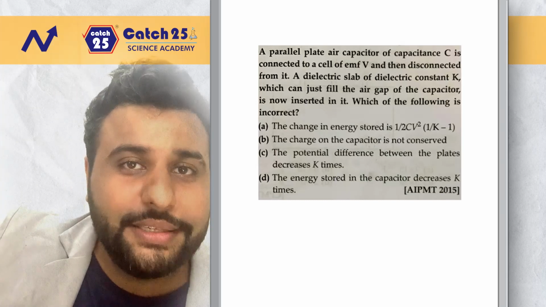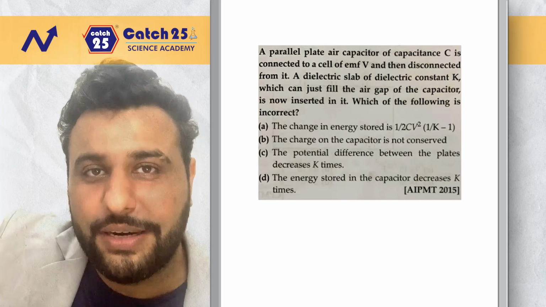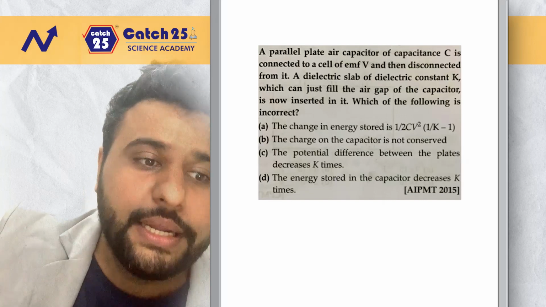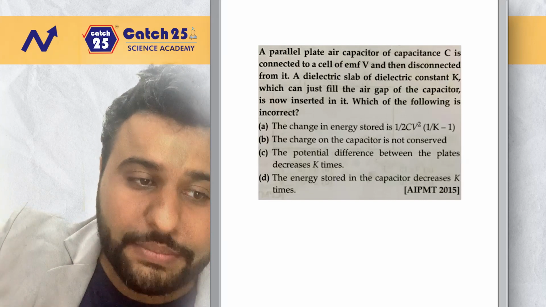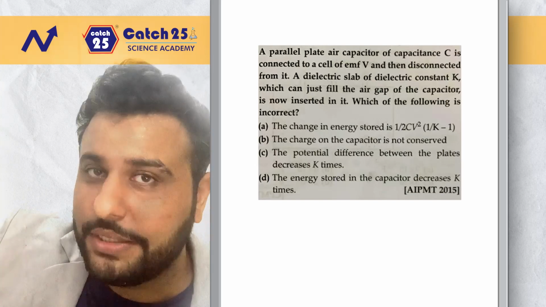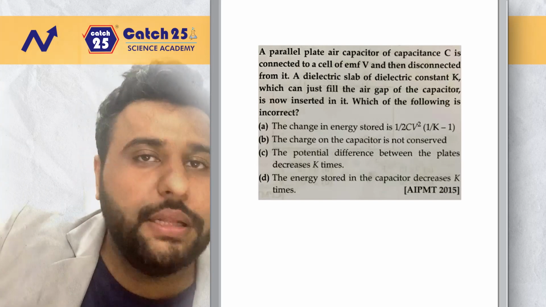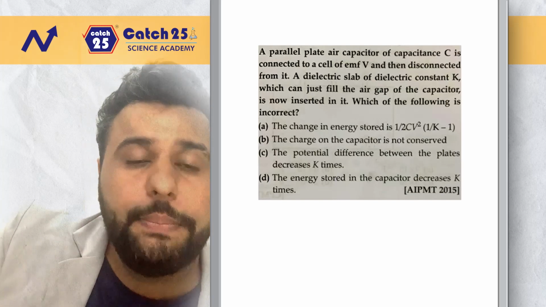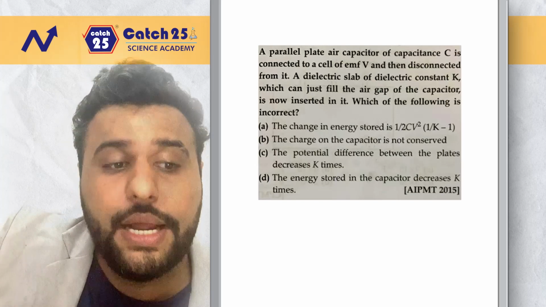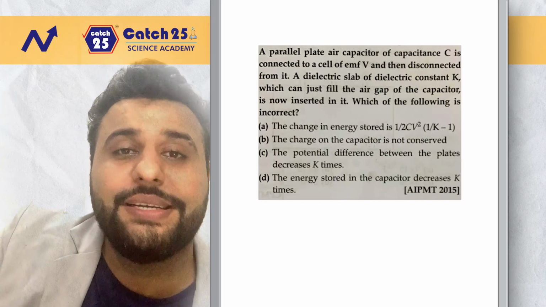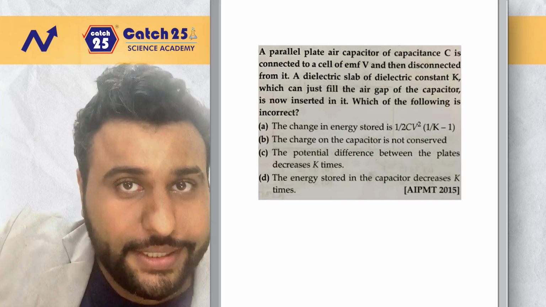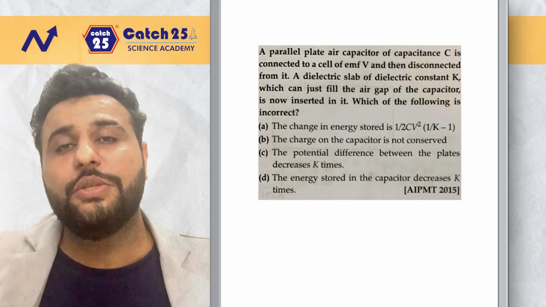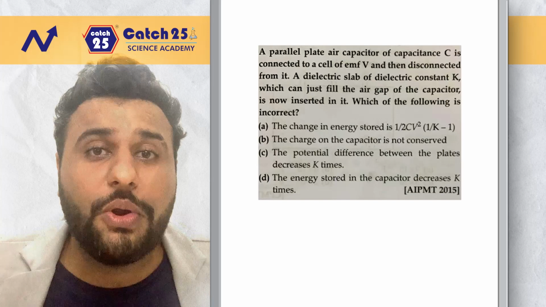If any dielectric gets entered between the plates, you should know one thing, that the energy decreases K times, the potential difference also decreases K times, and charge does not change, it remains conserved, and the other formulas are as they were. Now, if you look at option C, potential difference between the plates decreases K times is correct. Energy stored also decreases K times is correct. Charge does not change. But if you look at option B, they have said the charge is not conserved. The charge is not conserved means charge changes, which is a wrong statement.